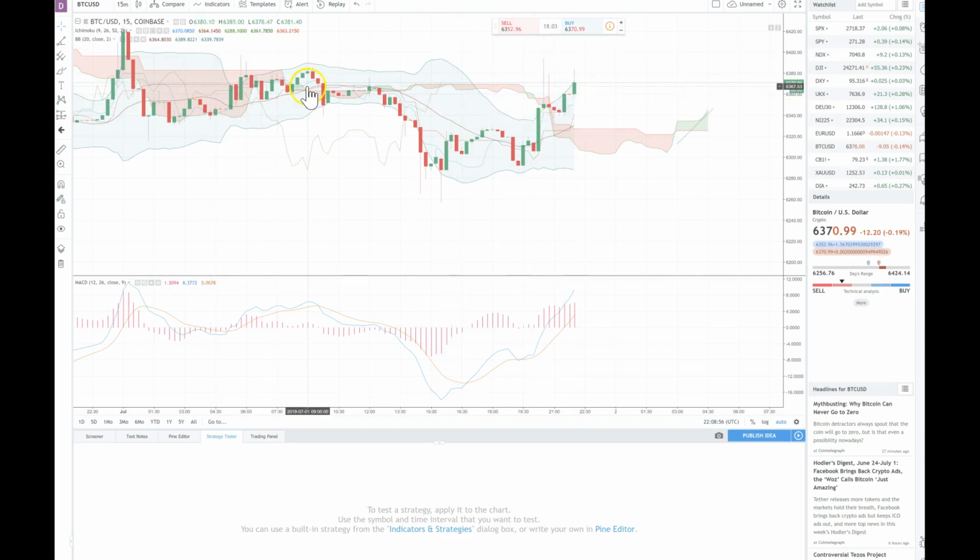I'm just showing you some indicators that I'm actually using with TradingView. Taking a look at BTC USD. Right now I have the Bollinger Bands. I know it looks a little messy, but if you understood this chart, it wouldn't look messy to you.